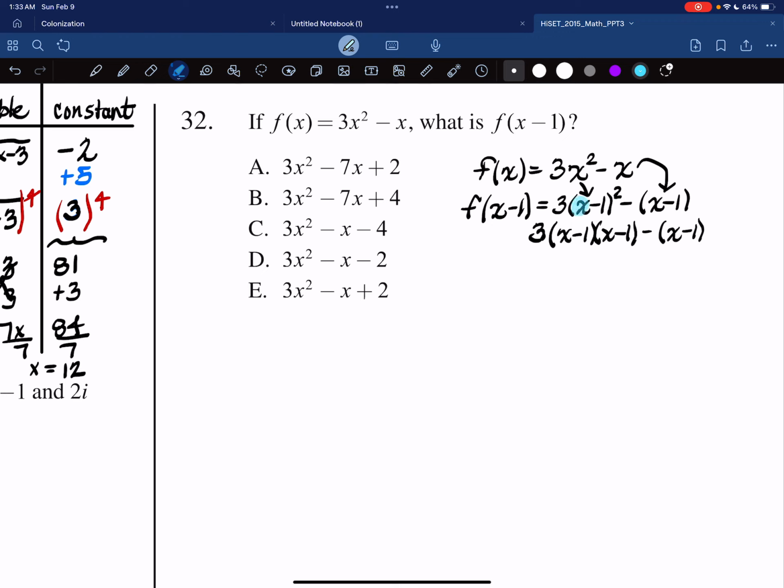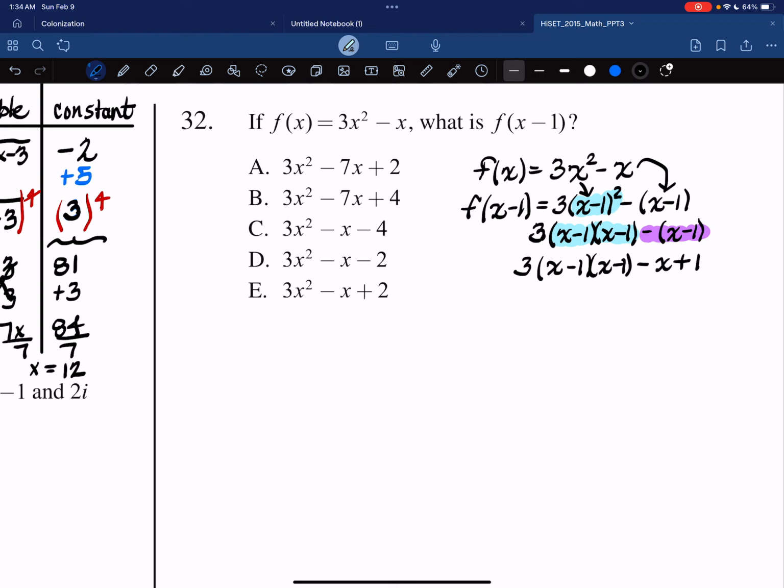So here is x minus 1 squared. I've just expanded that right here. Another thing that you would have to be very careful of is this negative sign in front of this binomial. So that will actually expand to 3 times x minus 1 times x minus 1, minus x plus 1. Those two minuses will make a plus.